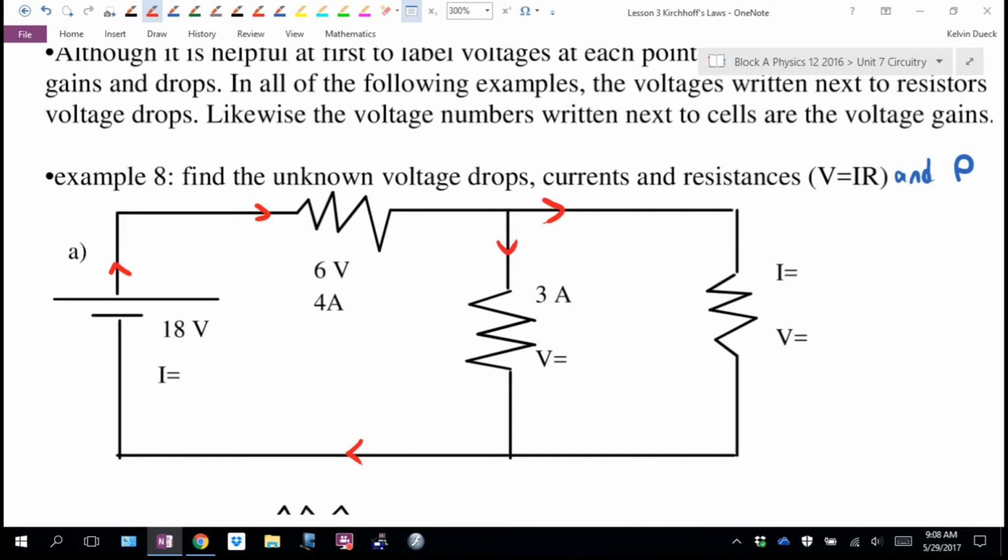Do we know the total current leaving this battery? Let's see. First of all, I look. Did they tell me right here? Say no. Do I know the current right there? How many amps right here? How many amps are leaving the battery? This question's going to fall apart.